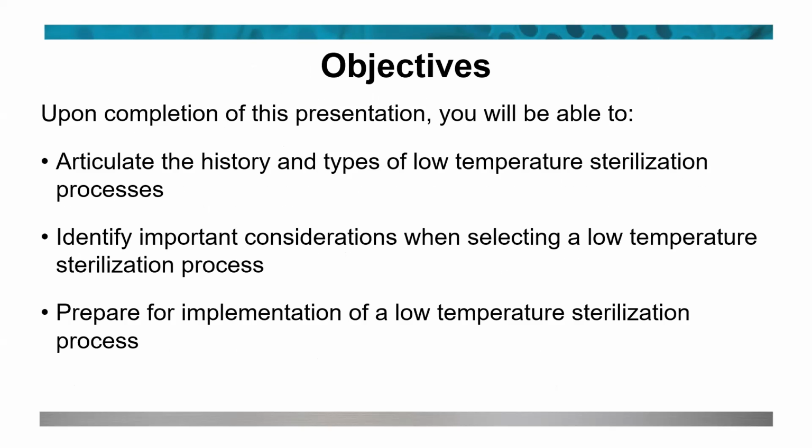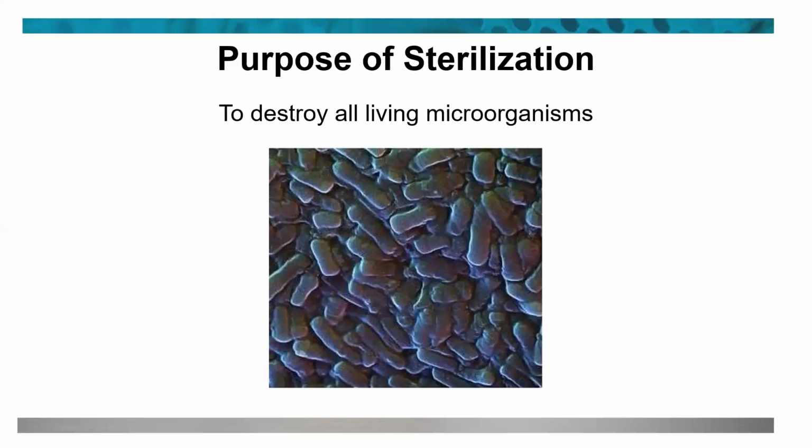These are the three objectives we're going to talk about today. The first one is articulate the history and types of low temperature sterilization and processes. Identify important considerations when selecting a low temperature sterilization process. And finally, prepare for implementation of a low temperature sterilization process.